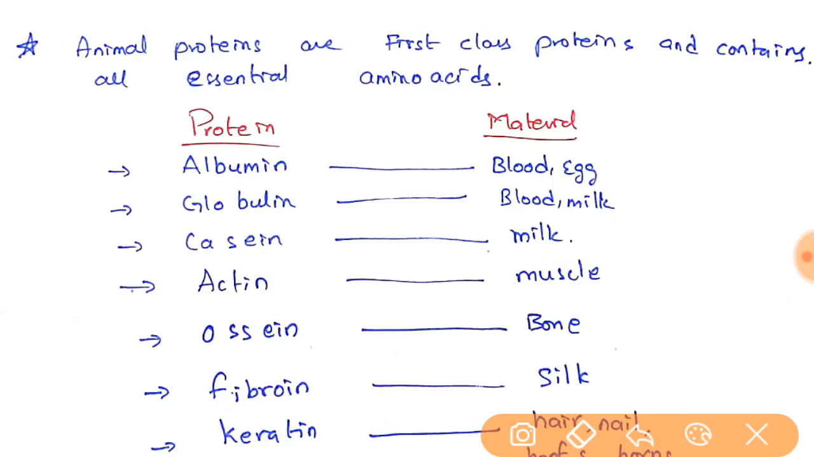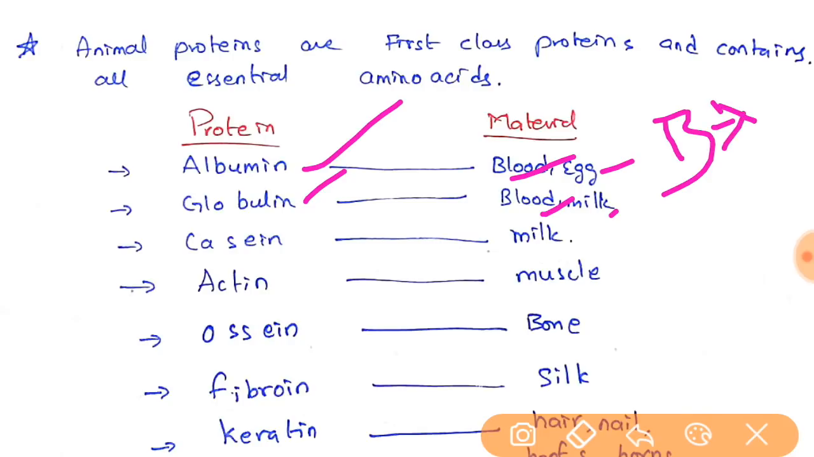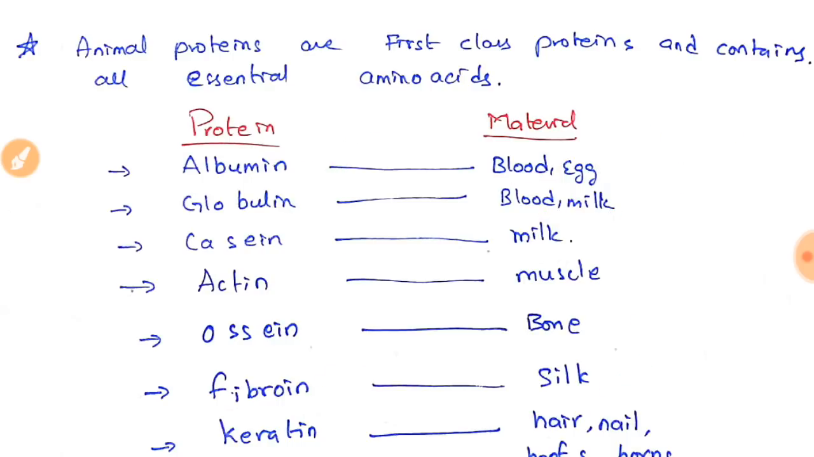So in which material can we find these proteins? We can find albumin in blood and egg, friends, and globulin in blood and milk. So blood contains both albumin and globulin, which is important, friends. In milk we can find casein, in muscle actin, in bone osseine, in silk fibroin.